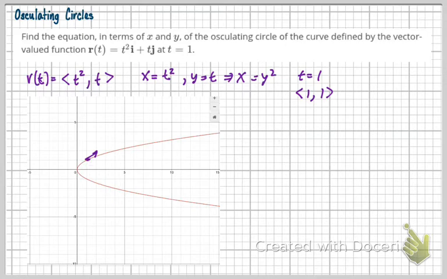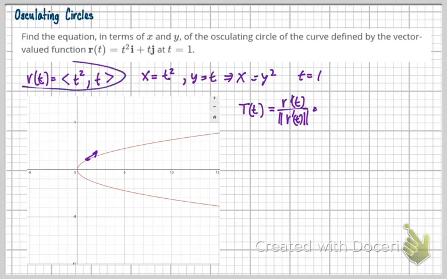So for us to start, we're going to find T. The formula for T is T equals r prime t over the magnitude of r prime t. And that's where we start. So if r(t) is t squared comma t, and I'm looking for r prime t, that's simply going to be 2t comma 1. So there's my r prime t.